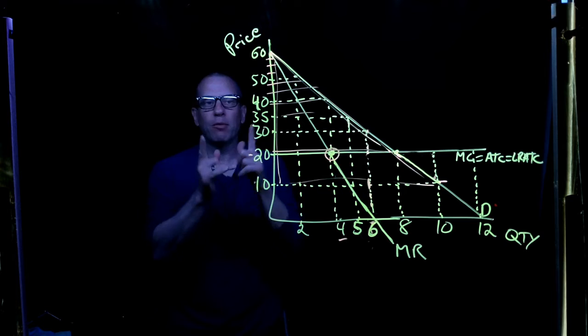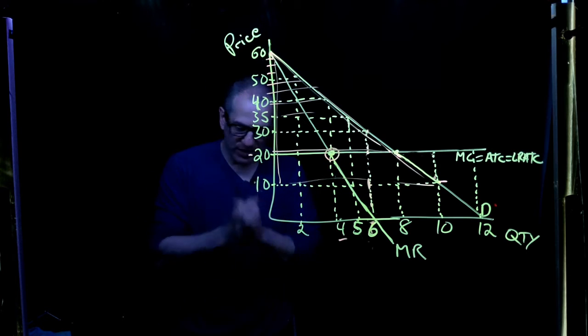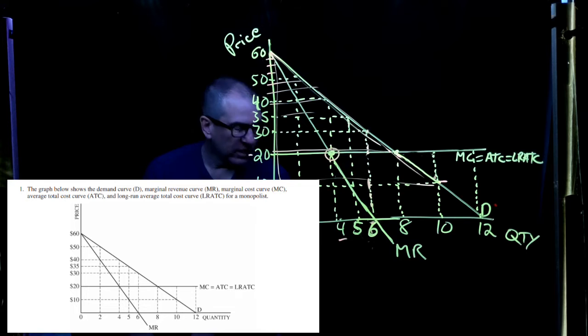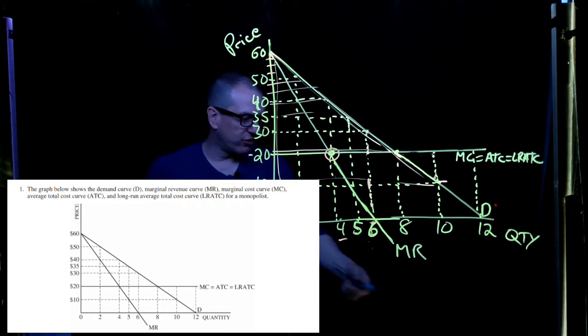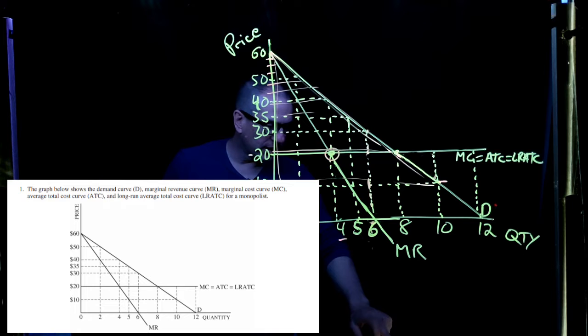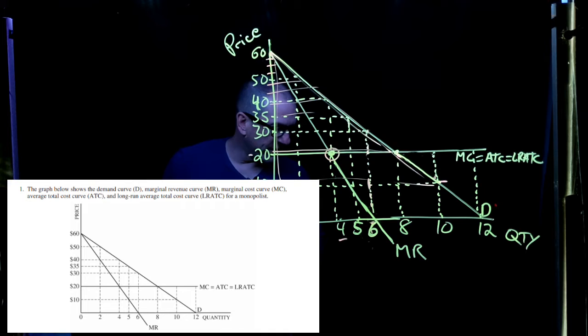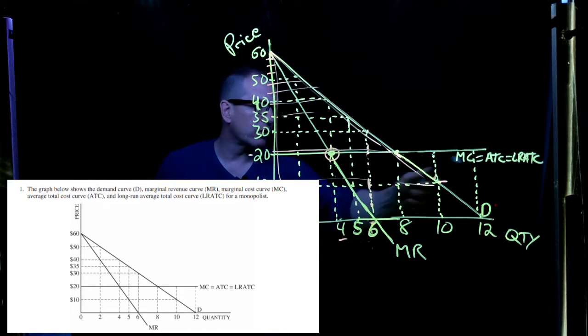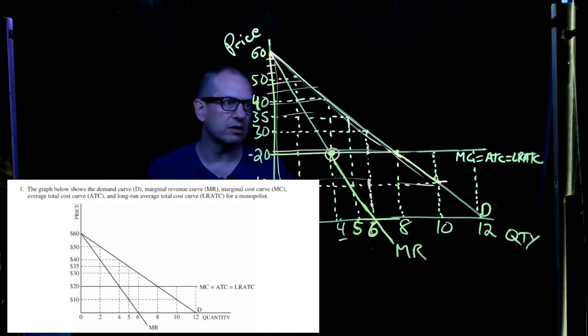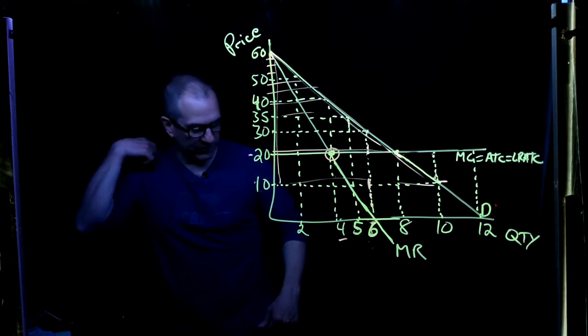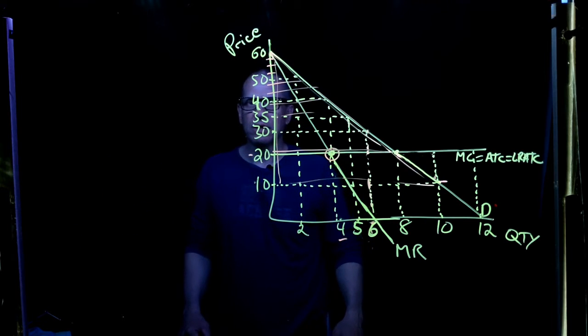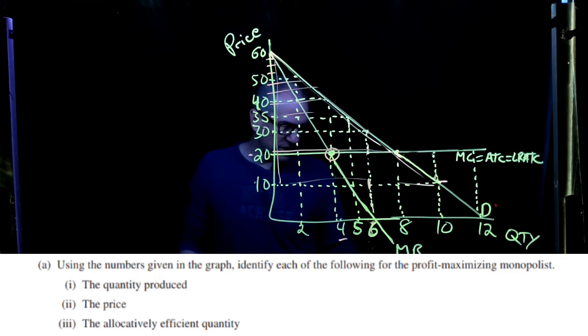2014, question number one had to deal with understanding the chart that they give you. They give you a chart that says the graph below shows a demand curve, D, right here, the marginal revenue curve, the MR curve, which falls below 0 there, and then the average total cost curve and the long run average total cost curve along with the marginal cost curve as well. So there's a bunch of points on this graph that they're going to ask you to label or understand, and they're just trying to figure out if you understand what the concepts are here.